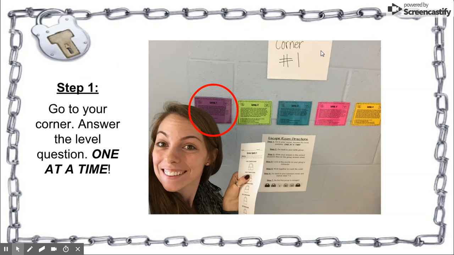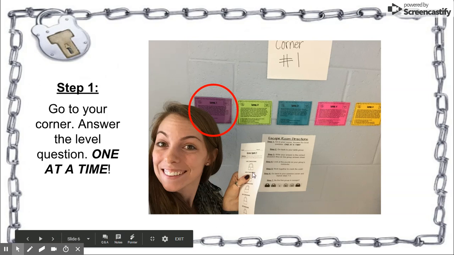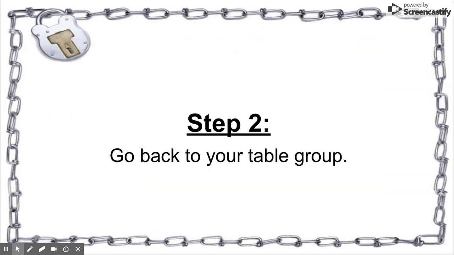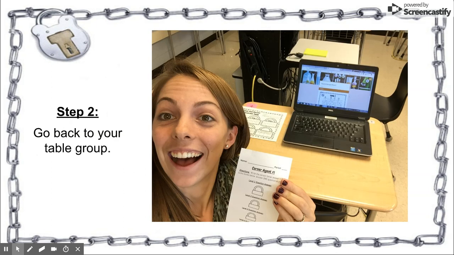Okay, so I'm corner agent number 1. That's the corner I'm going to go to. I'm going to take my answer sheet, and then I'm going to read what's on the card for level 1, and then I'll choose an answer. It'll be a multiple choice answer. Once I have my answer, then I'm going to go back to my table group. So you'll see me here back at my table.